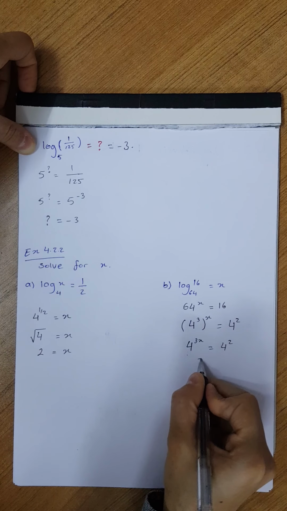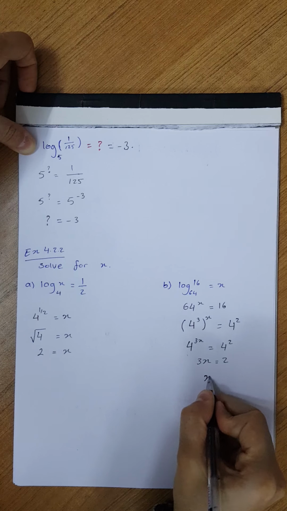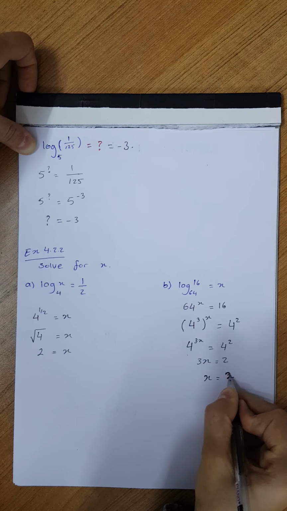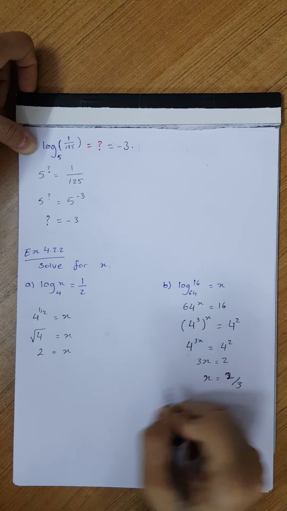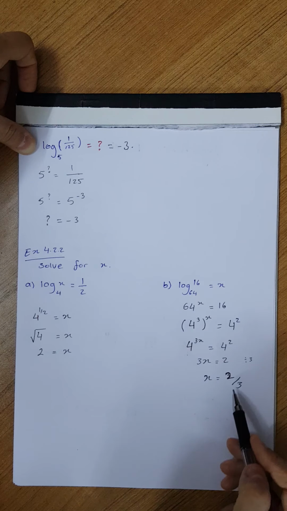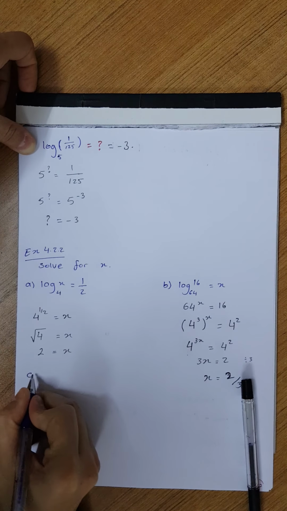Again, the bases are equal to each other, so the powers will equal to each other: 3x is equal to 2, and x is equal to 2 over 3, because I'm dividing both sides by 3. Okay, now that x is equal to 2 over 3. Let's move to part C.